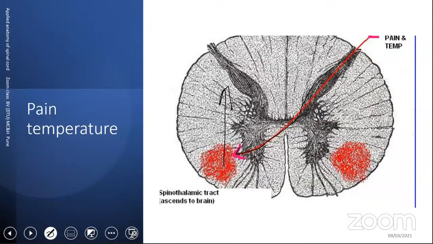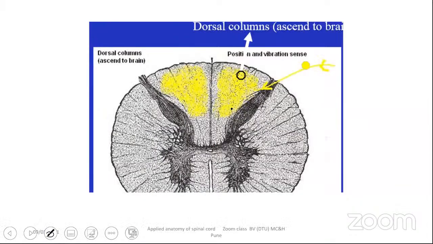That means in the spinal cord it is a crossed tract. The ascending spinothalamic tract is a crossed tract. These are important to learn.